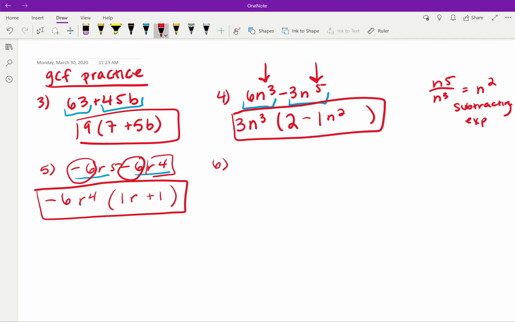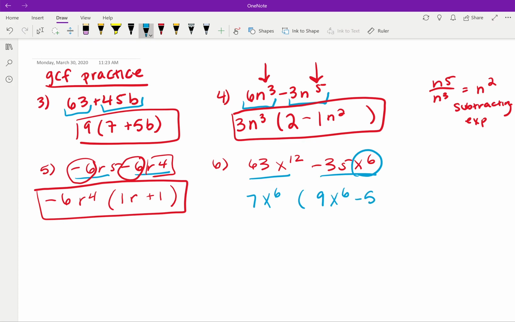Okay, let's look at number 6. Number 6 is 63x to the 12th minus 35x to the 6th. We're looking at each term separately, and we're first seeing if we can take out a number. The number that 63 and 35 share is 7. So we're taking out a 7. And then we have x to the 12th and x to the 6th. The smallest one of the both is x to the 6th. So that's what we're going to take out, x to the 6th. So we have 63 divided by 7, which is 9. X to the 12th divided by x to the 6th. We subtract 12 minus 6 and we get x to the 6th. Negative 35 divided by 7 is negative 5. And x to the 6th divided by x to the 6th cancels each other out, so that's our answer.